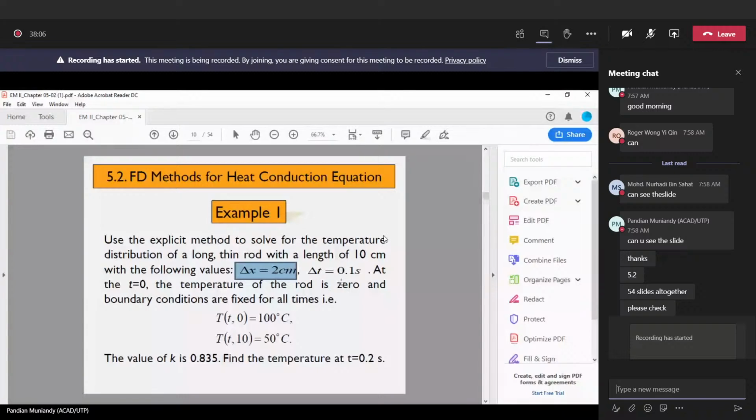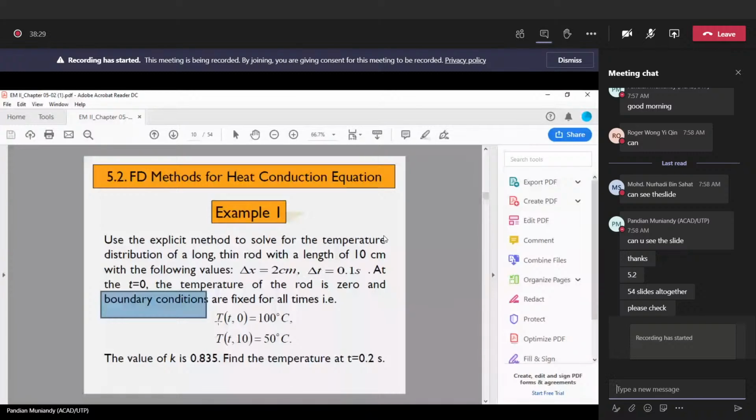Single variable. When the time is 0, the temperature is 0. This is what we call the initial condition. But the boundary condition is different. Boundary conditions are fixed for all time. So the temperature at any time, but at X equals 0, is 100 degrees Celsius.